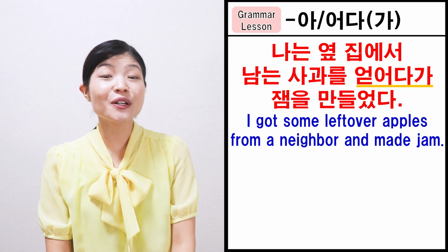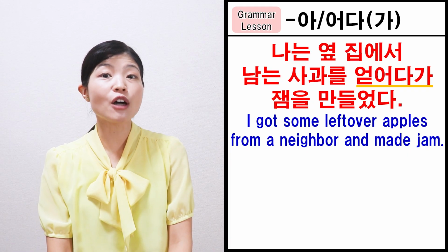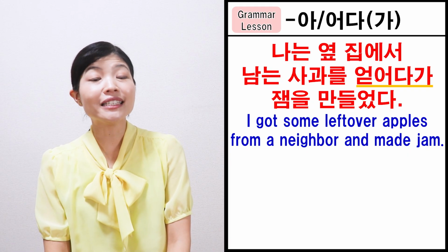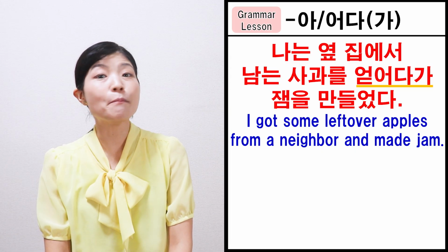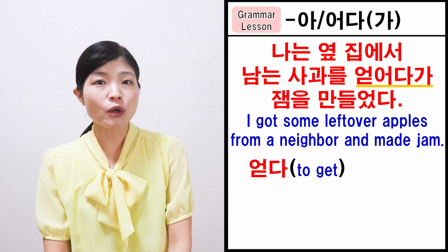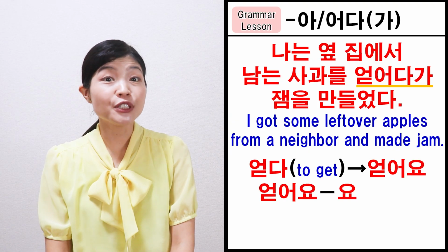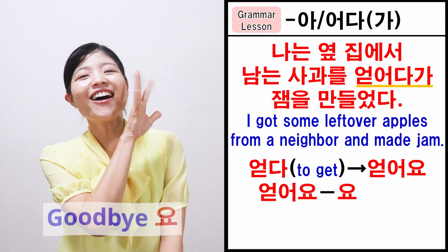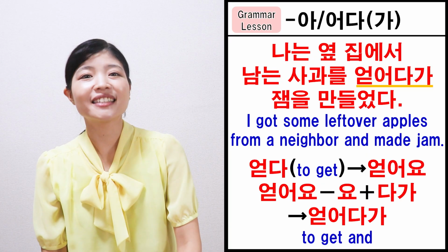Okay? Now, let's look at the next example. 나는 옆집에서 남는 사과를 얻어다가 잼을 만들었다. I got some leftover apples from a neighbor and made jam. Here, the 요 form of 얻다, to get, is 얻어요. Right? You remove 요 from it and add 다가 to make 얻어다가, to get and then.